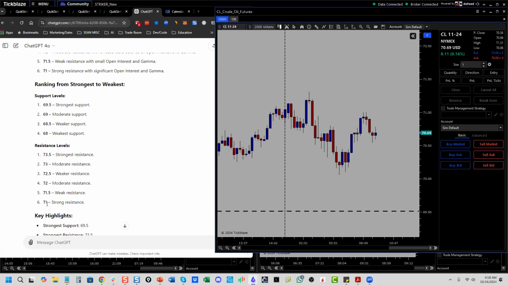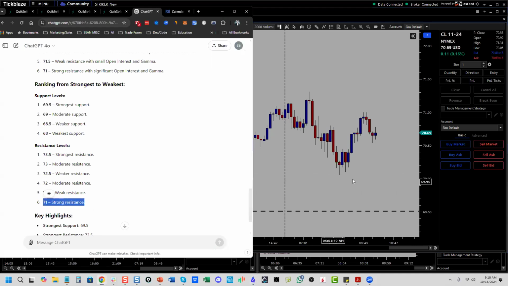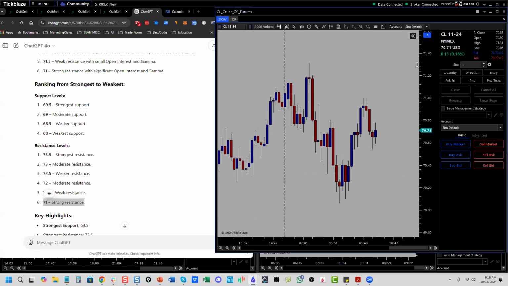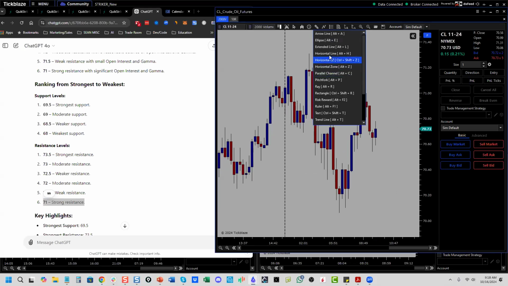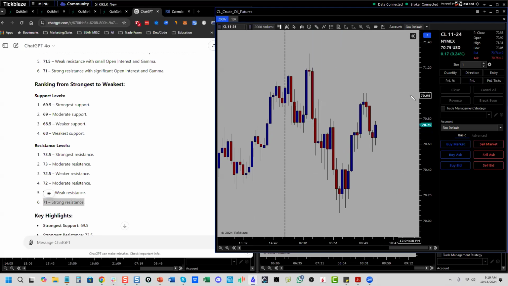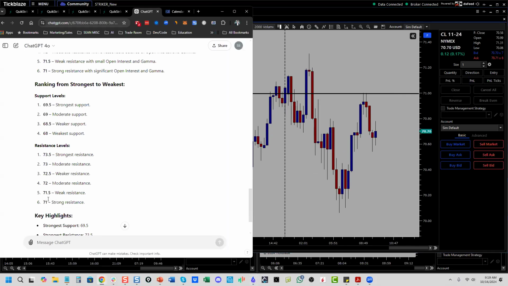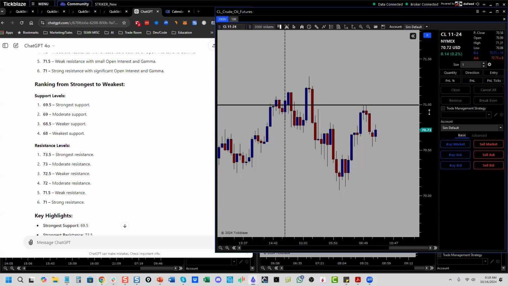71 is strong resistance, right? Pretty interesting how it just nailed that. Now, like I said, normally I would have this done in the pre-market. We're almost going into the US Open. We're not going to be trading these levels. Look at how it reacted off 71, right? Like that's pretty powerful. 71.50 is weak resistance, but it's still resistance, right?